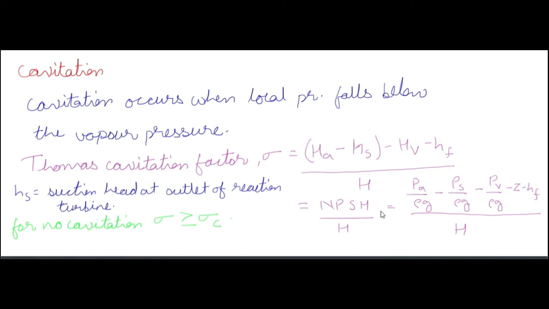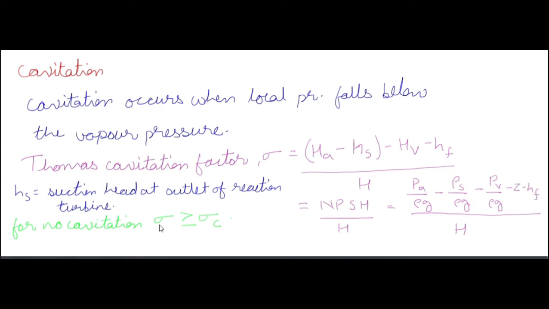Now all the numerator terms are known as net positive suction head, and H is the net head. In terms of pressures, we have PA by rho g, PS by rho g, PV by rho g, minus Z and minus HF. P is pressure, rho is density, g is gravity, 9.81 meter per second square, Z is height and HF is head loss due to friction.